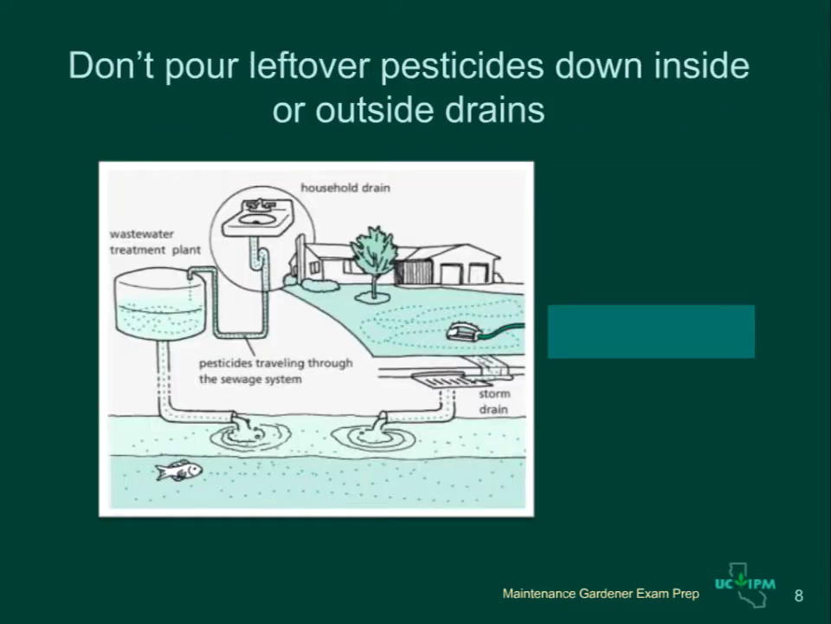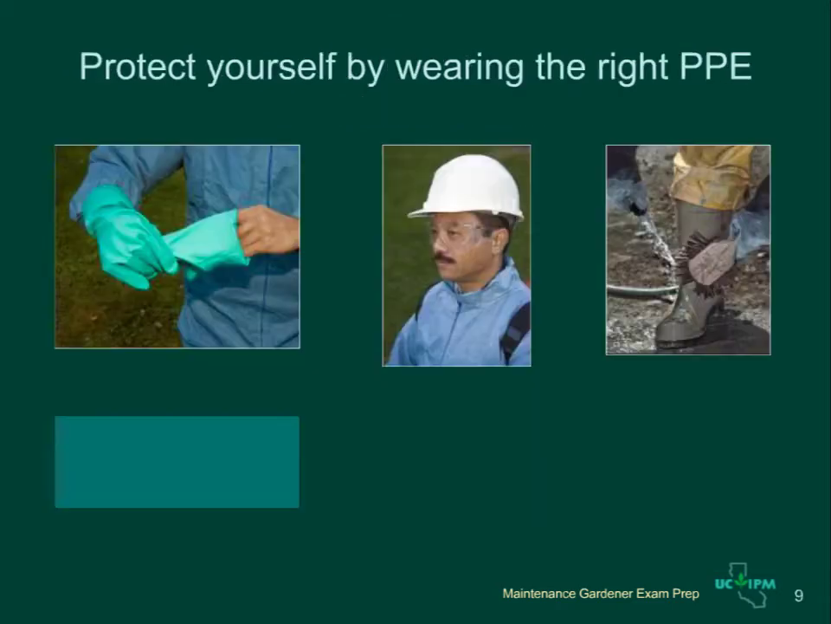Pesticide contamination of creeks, rivers, and oceans is a problem associated with pesticide use in many urban areas. Never pour leftover pesticides down drains. This will contaminate our rivers and oceans. Both inside and outside drains ultimately flow into rivers or oceans, and water treatment plants do not detoxify pesticides.